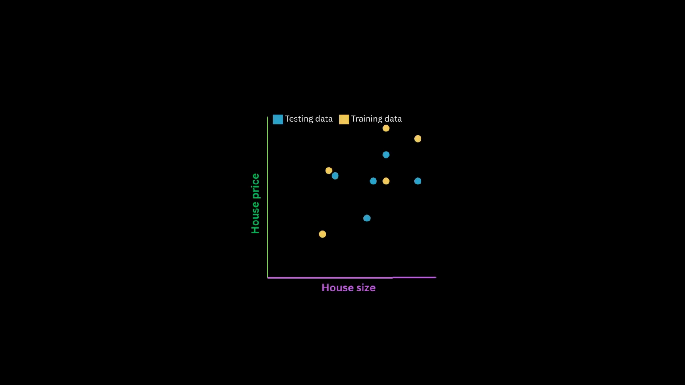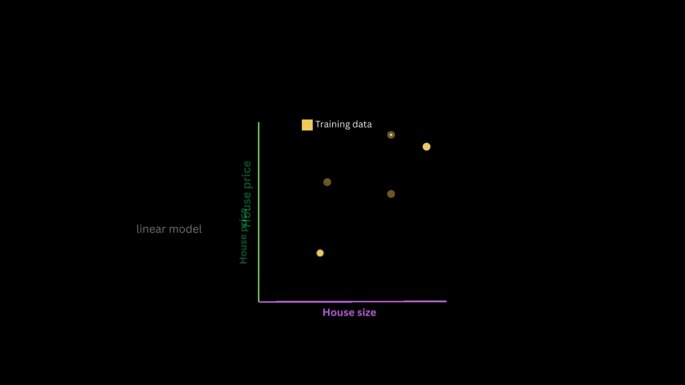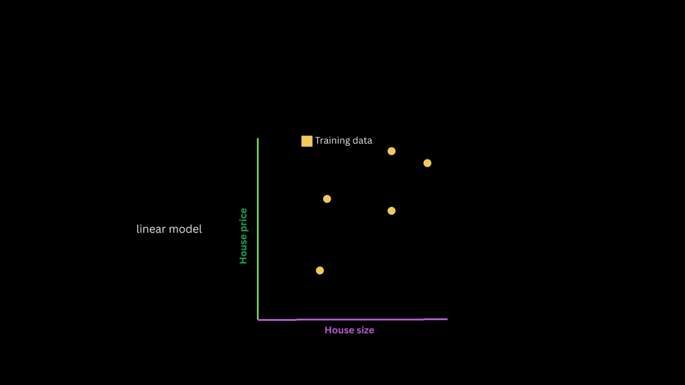So let's take the example of predicting house prices. Imagine you are using a dataset with one feature, say the size of the house, to predict its price. For now, let's only consider the training data and remove our testing data from here. If you are using a simple linear model, it might draw a straight line through the data points, giving you a general trend but missing out on most of the nuanced patterns.